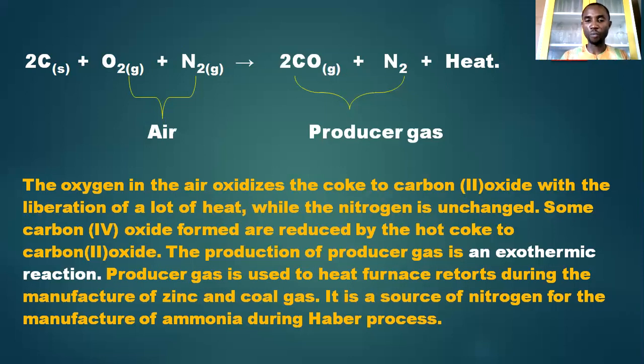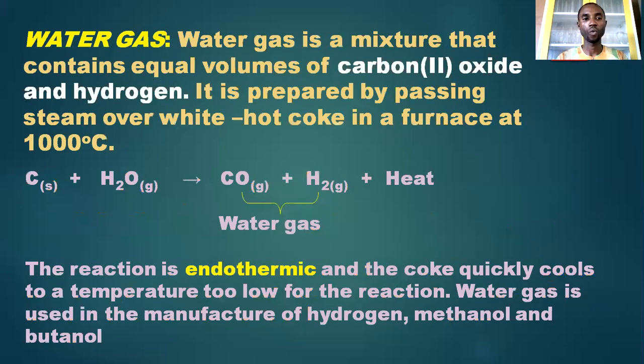Still remember that the components of producer gas are carbon dioxide and what? Hydrogen. These are the two things that make up what? Producer gas. Now the other gas is what? Water gas. Water gas is a mixture that contains equal volume of carbon dioxide and hydrogen. But producer gas is carbon dioxide and what? And the nitrogen. But water gas, carbon dioxide and hydrogen.